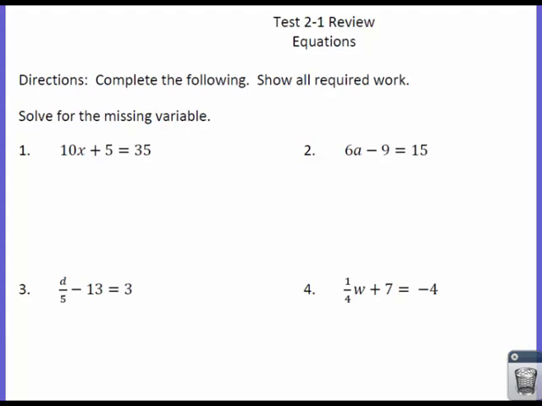On each of these we need to remember that our goal is to get the letter by itself. And we've got 3 main steps that we follow. Get the letters on one side, get the numbers on the other. To do that you add the opposite, and then you solve.